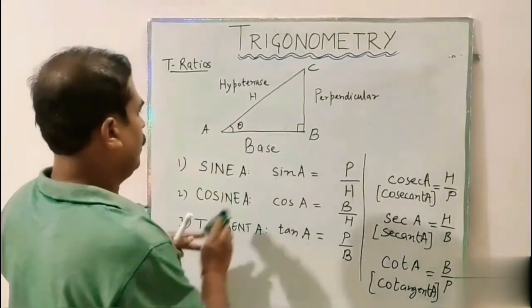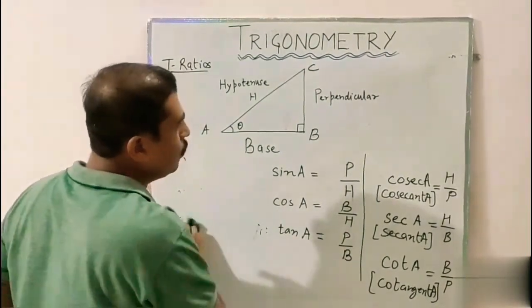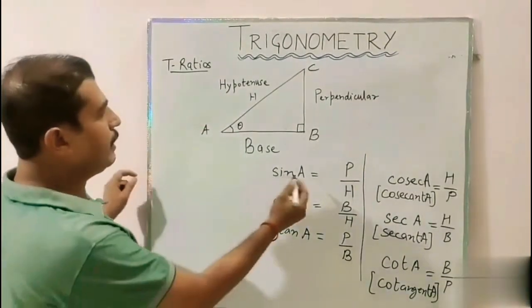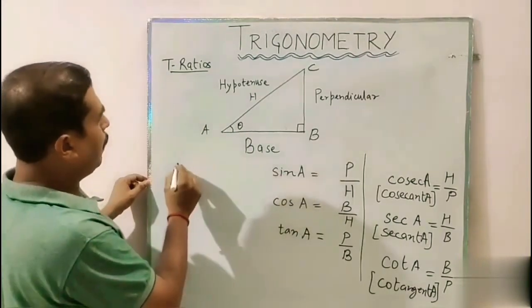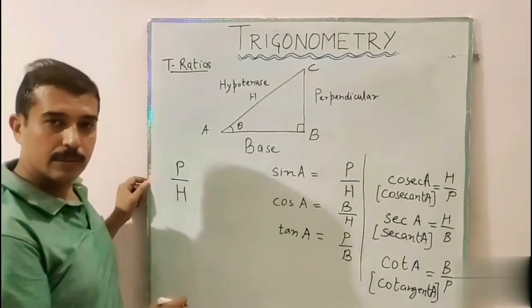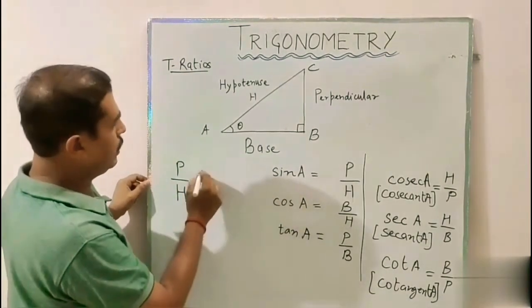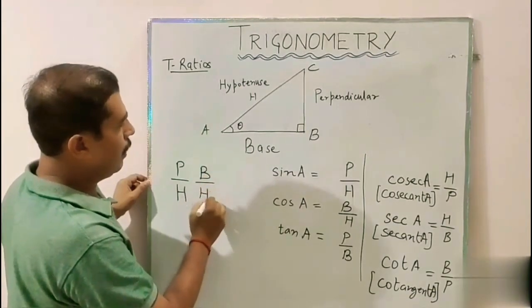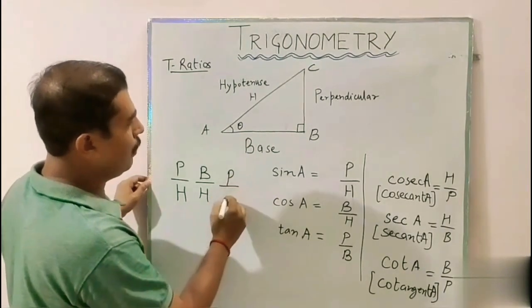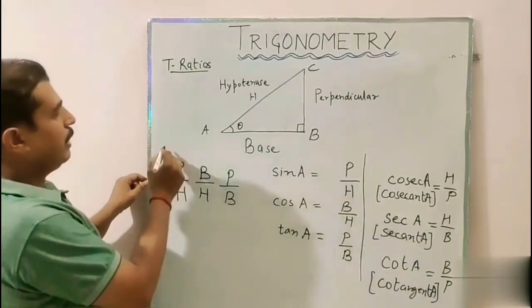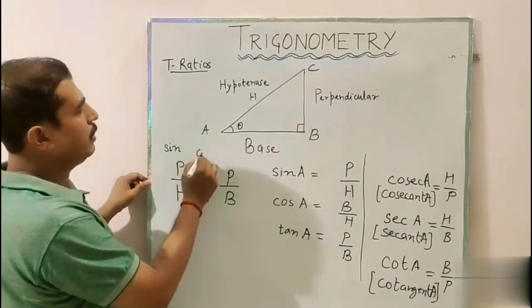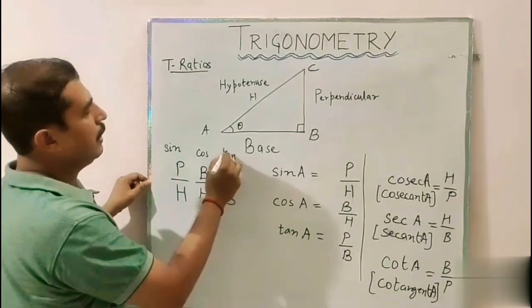Let us come down to the trick. So here I make the trick. I write the trick. Sine A is perpendicular upon hypotenuse. Cos A is base upon hypotenuse. Then tan A is perpendicular upon base. So the first T ratio is sine, the second T ratio is cos, the third ratio is tan.